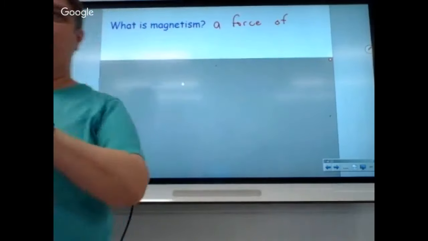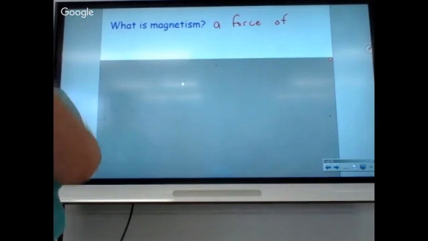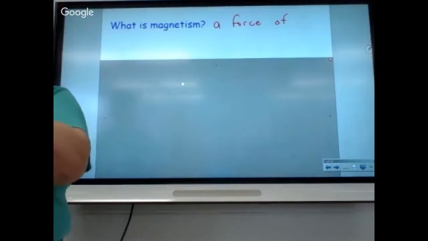What can a magnet do? What's it doing when it sticks? They attract, repel, or what else can it do?